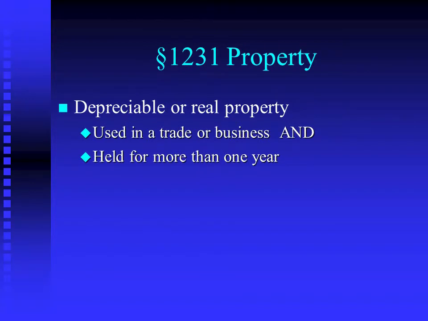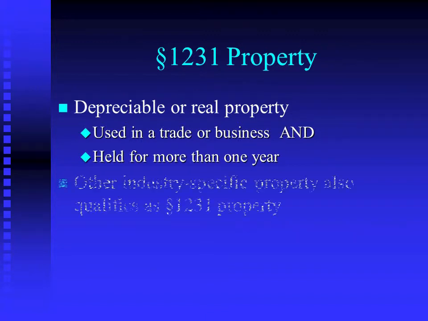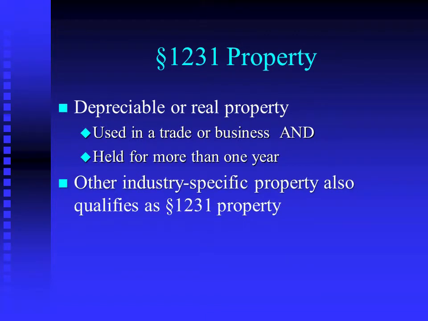So 1231 property, depreciable or real property used in a trade or business. And remember, the code section itself just says trade or business, but it has been widely accepted since the very beginning that rental properties are included here. Rental properties are not trades or businesses. So to have them included here is something that's worth noting, right? And you must hold them for more than 1 year. And then there are some other really weird things that are 1231 property, but we're just not going to go there. Our heads are full.